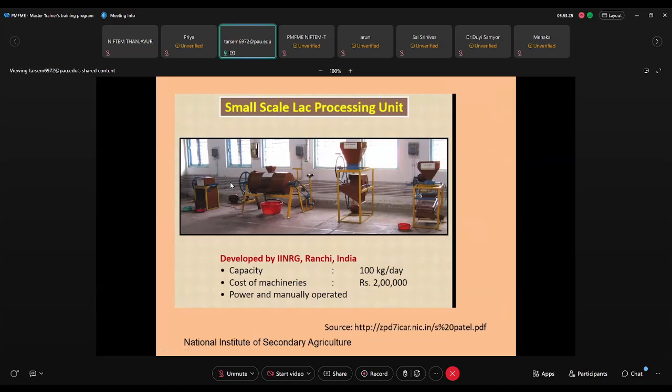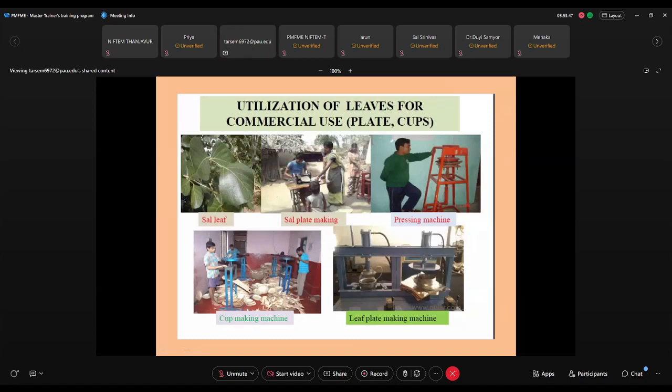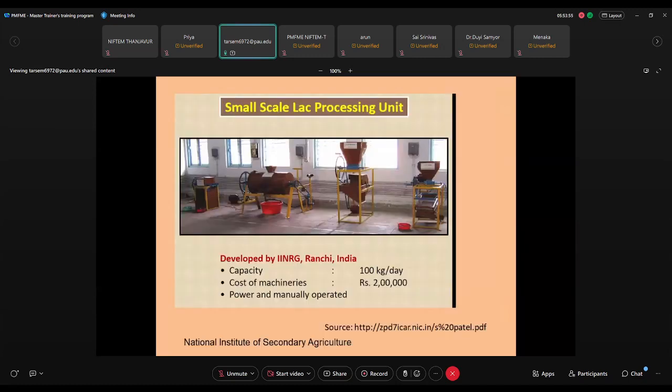For the unit-wise cost of operation, the crusher is there, then other types of machines. The total cost of the machine is around 2 lakh rupees, with a capacity of 100 kilograms per day. This complete line is there for lac processing. Similarly, there are other machines, like for making leaf products. These are some general operations, like what types of products we can make from dried leaves. We can make some composite disposable plates, etc. There is an industry there.